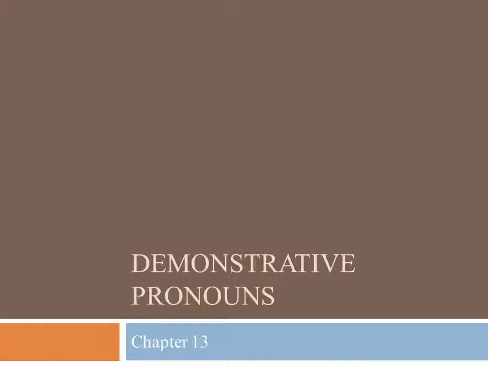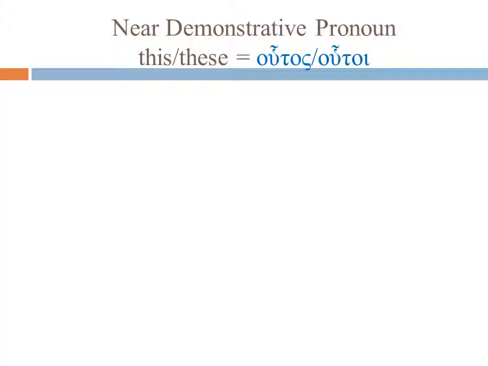Demonstrative pronouns, chapter 13. There are two types of demonstrative pronouns. There are near demonstratives and far demonstratives, and we'll be looking at those separately. The near demonstrative pronoun, the singular this, the plural these in English, in Greek, the masculine nominative singular is houtos, this, and the plural is houtoi, these.